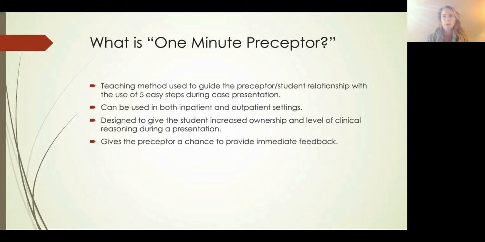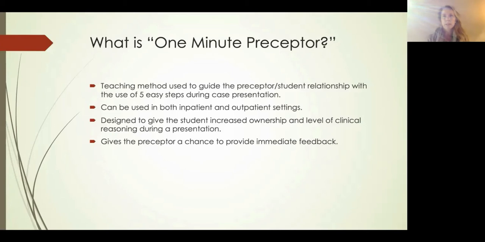What is the 1 Minute Preceptor mode of teaching? 1 Minute Preceptor is a teaching method used to guide the preceptor-student relationship with the use of a 5-step method for case presentations. It is meant specifically for busy clinical practices where time is of the essence, but you have a student and you want to make sure that they are able to acquire the skills that they need without significantly slowing down your workflow.